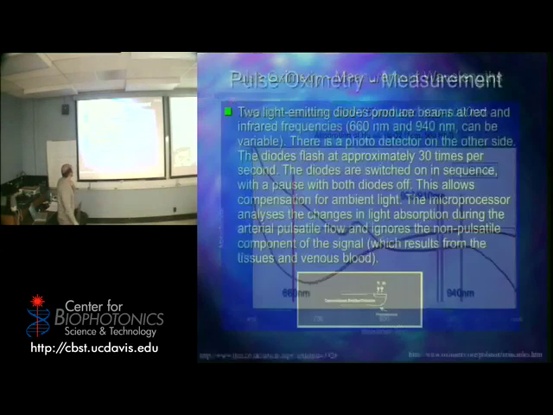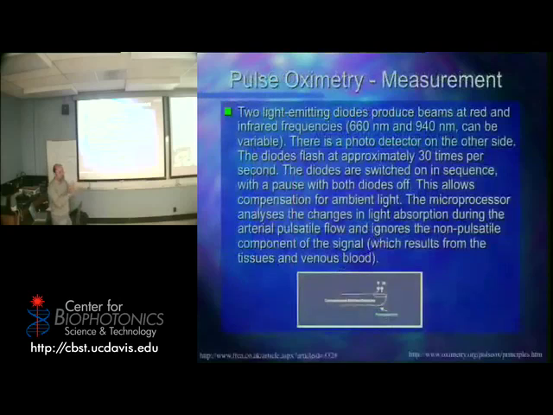Now, so how do you do this measurement? You have two light-emitting diodes that each produce beams, one at 660 and one at 940. There's some variety. And then you have a photodetector that detects how much light went through the object that you're measuring. And the diodes flash at approximately 30 times per second.